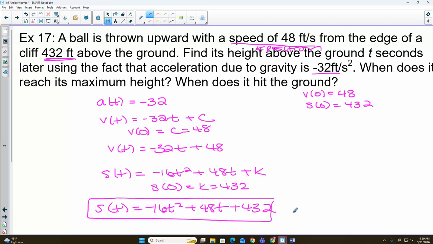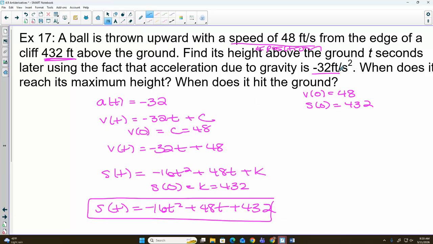So it didn't say the speed after 1 second was 48, it just said we threw it with the speed of this, so the force coming out of our hand. And it was positive because it was going up. If I had dropped it or thrown it down, then it would have been a negative velocity to start with. Okay, so now we found the height function.